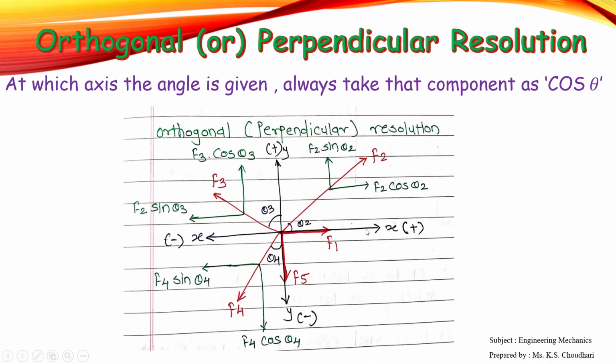This is the coordinate system. We know that this is the x-axis, y-axis. Here we put the plus sign, here minus, here plus, here minus. Okay, this is the coordinate system. Now look, this is the force F1, this is F2, this is F3, this is F4, and we resolved it like this. I hope you understand this figure.